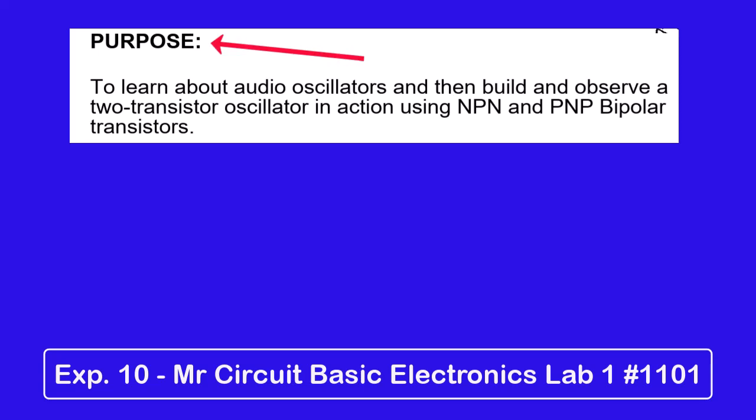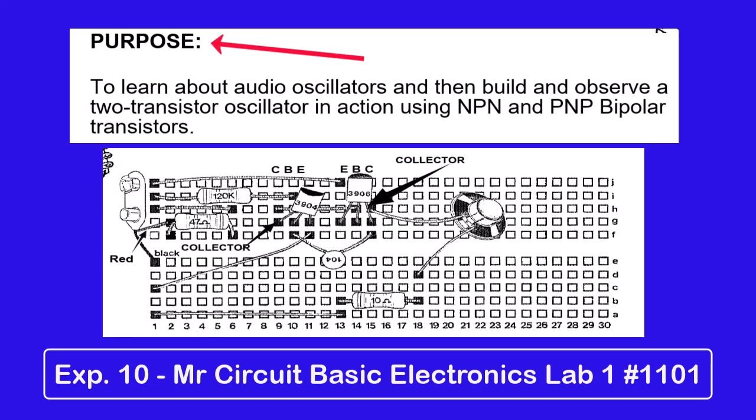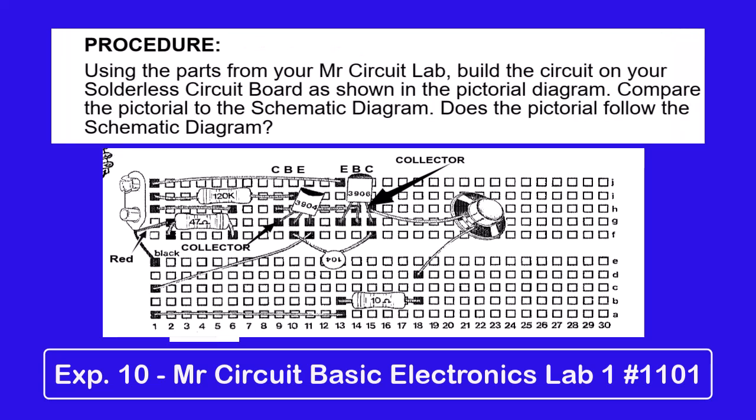The purpose of this experiment is to learn about audio oscillators and then build and observe a two-transistor oscillator in action using NPN and PNP bipolar transistors. The procedure would be using the parts from your Mr. Circuit lab, build the circuit on your solderless circuit board as shown in the pictorial diagram. Compare the pictorial to the schematic diagram. Does the pictorial follow the schematic diagram?